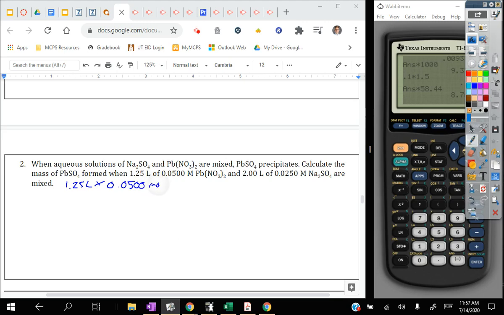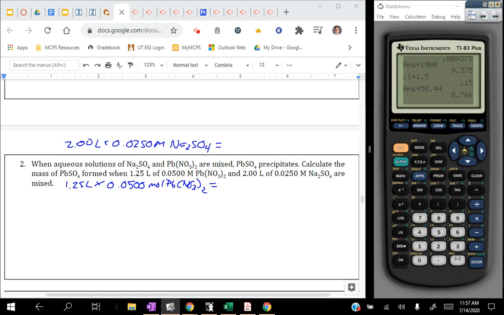If we get everything into moles, it's just easier to work with. And then I'm also going to put the work for the other one up here just so I have some space. 2.0 liters times 0.0250 molar Na2SO4. All right. And I don't need to really worry about sig figs until the very end here of the problem.